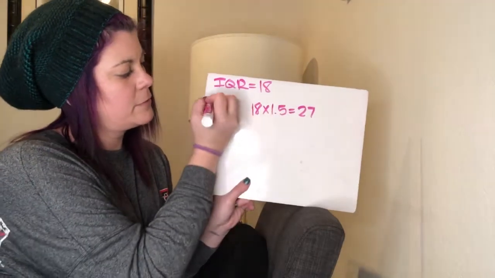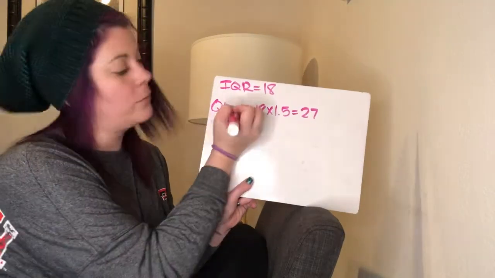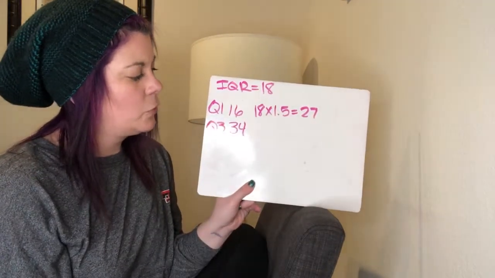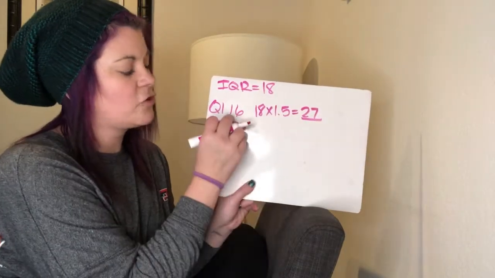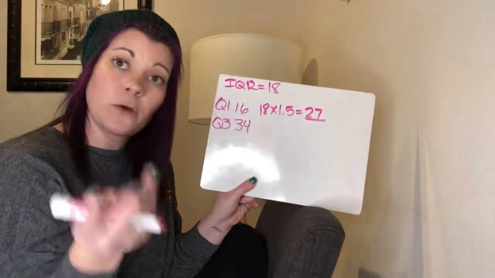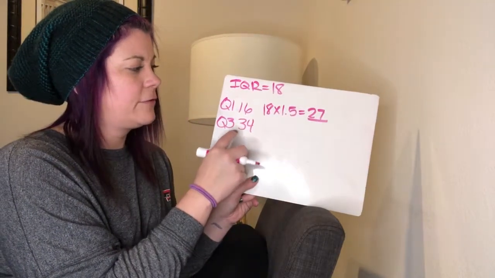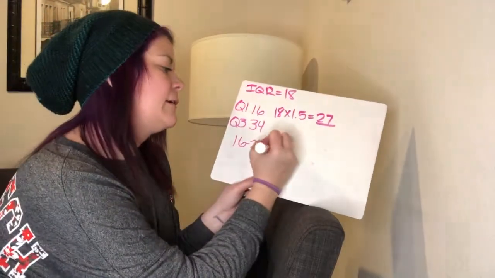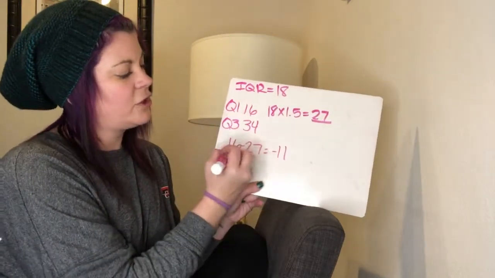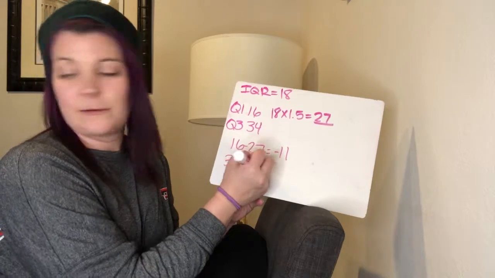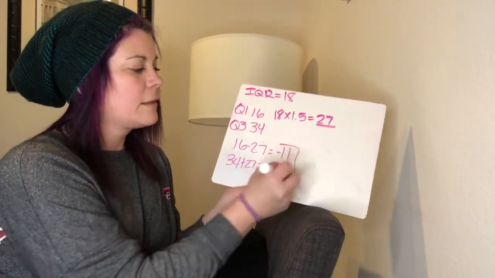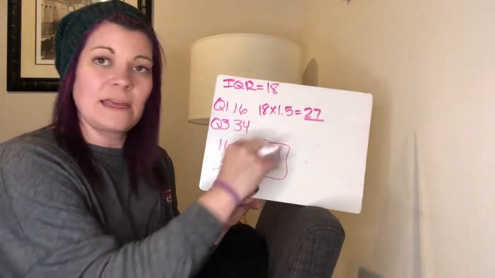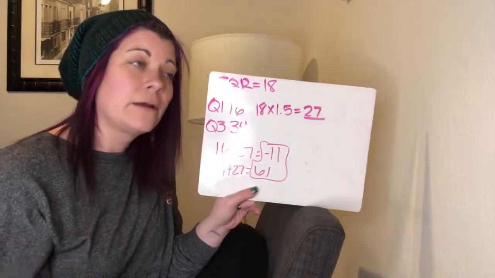So when you get that number, our Q1 was 16 and our Q3 was 34. You take this number and subtract it from Q1, and that's the lowest you can go, and then you add it to Q3. So 16 minus 27 gives us negative 11. And 34 plus 27 gives us 61. So this is the range that my data can be in. Negative 11 to 61. If there is anything outside this range, it's what you call an outlier, which doesn't really fit into the data.